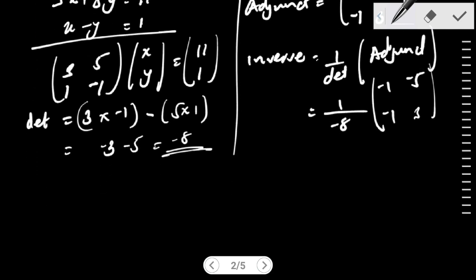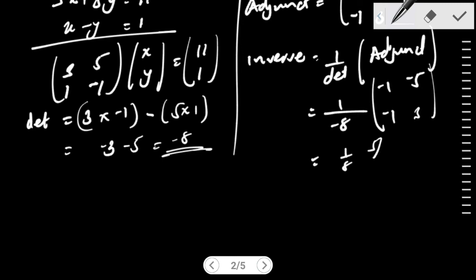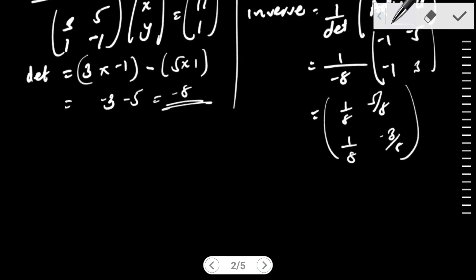Now, having done that, this would be equal to 1 all over 8, 5 all over 8, 1 all over 8, and negative 3 out of 8. So this would be it. So now we get this and multiply throughout.